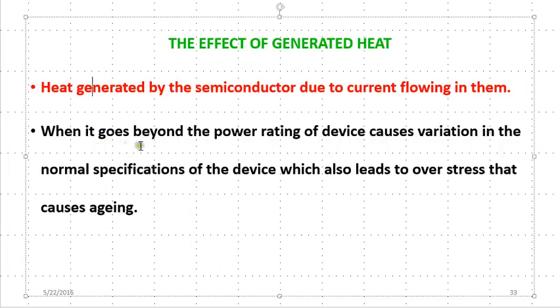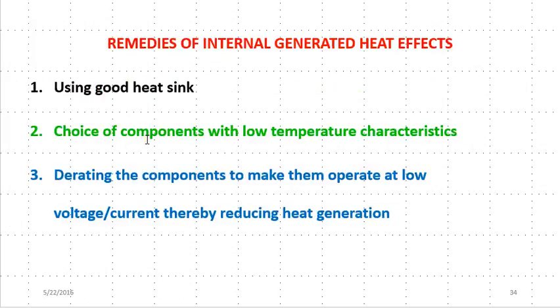And whenever this heat goes beyond the power rating of the component, that is, the maximum temperature it can withstand, definitely it can cause variation in the normal operation, and it can even cause failure. And of course, any system that generates too much heat will have the problem of quick aging, that is, it will be worn out within a very short time. So since the flow of current is necessary for the system to work, and whenever current flows it has a negative effect on the reliability, how do we remedy that?